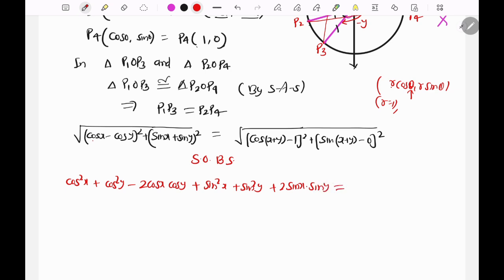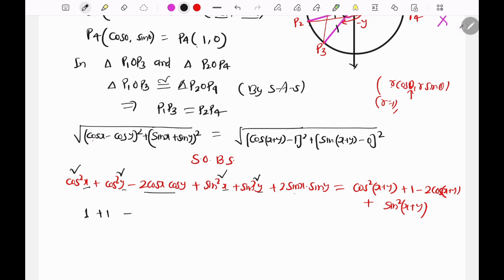Similarly, open the right hand side, cos of x plus y minus 1 whole square. It will be cos square of x plus y, plus 1 square is 1, minus 2 cos of x plus y. Sin of x plus y minus 0 is only sin of x plus y, so it is sin square of x plus y. Now you know the result cos square x plus sin square x is 1, since the angle is the same. Similarly cos square y and sin square y, both same angle y, so it is 1.